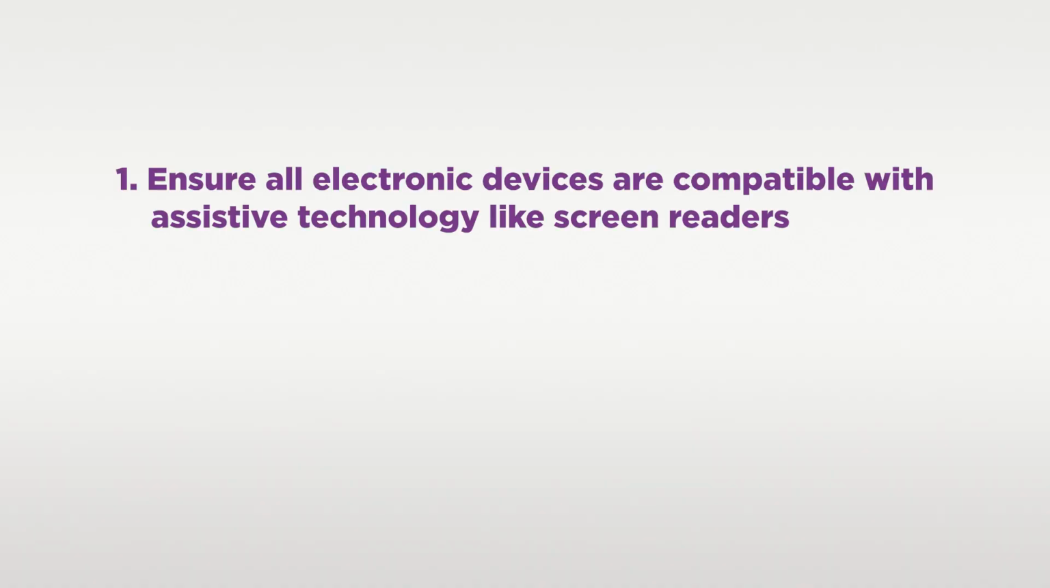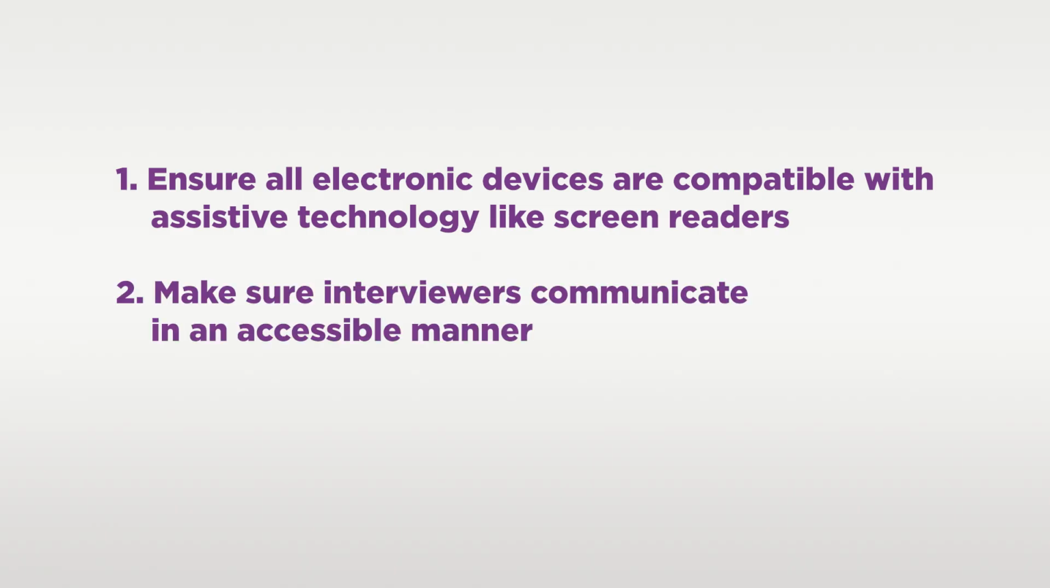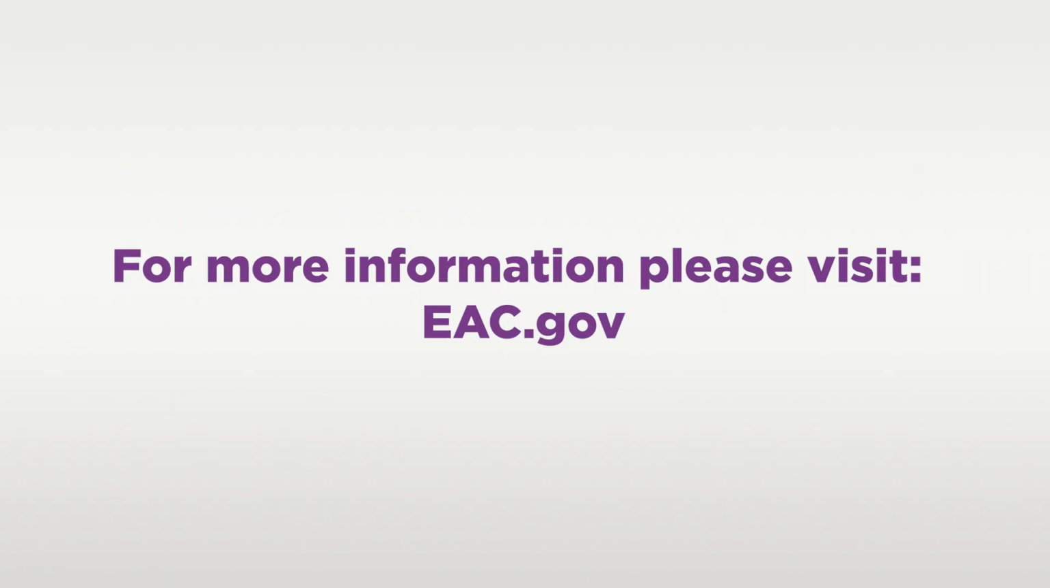Here's a checklist for in-person registration at a designated government agency. Ensure all electronic devices are compatible with assistive technology like screen readers. Make sure interviewers communicate in an accessible manner. Make ASL interpreters available. We hope this video will empower you to help make voting more accessible.